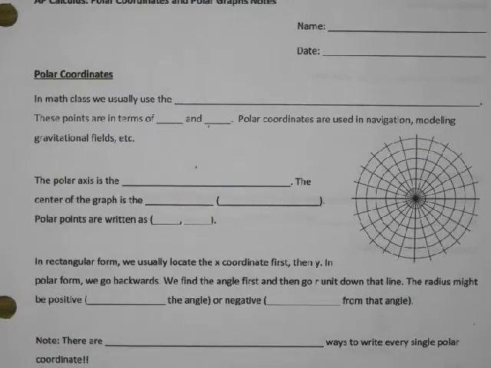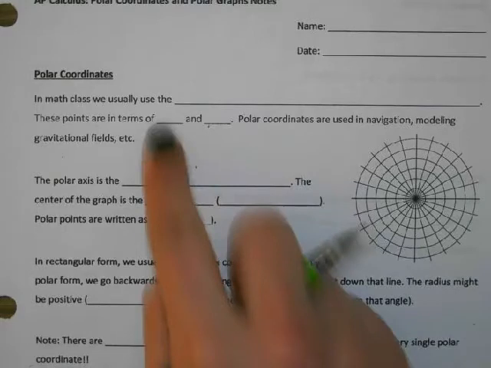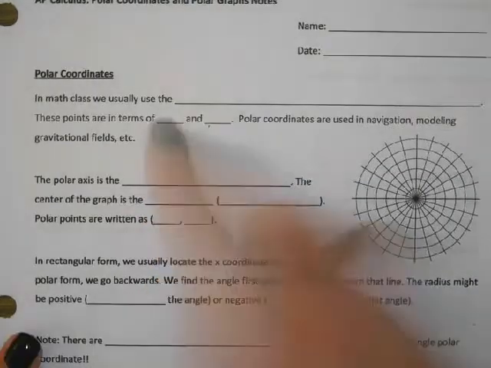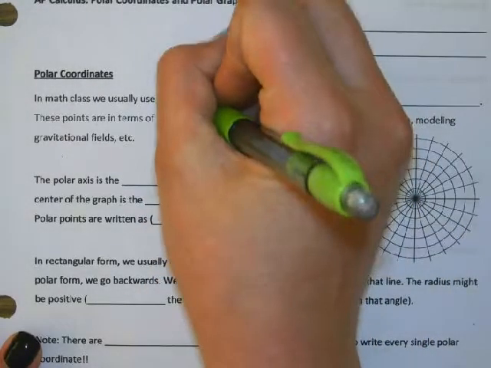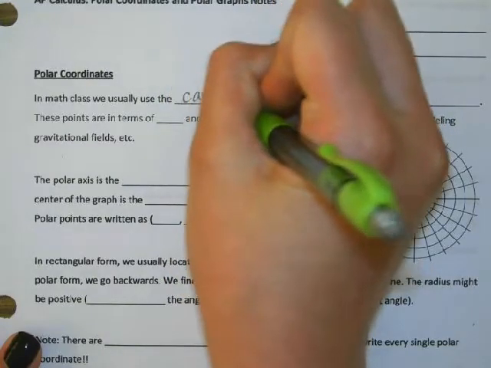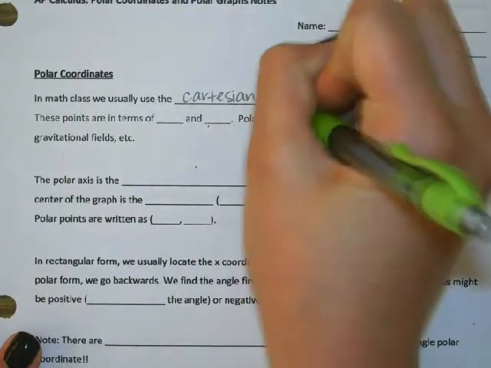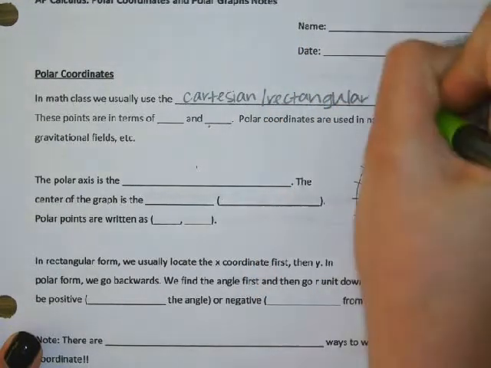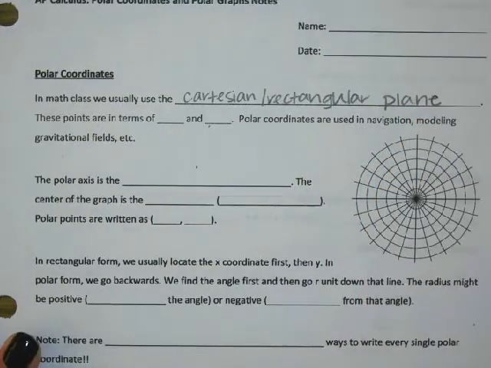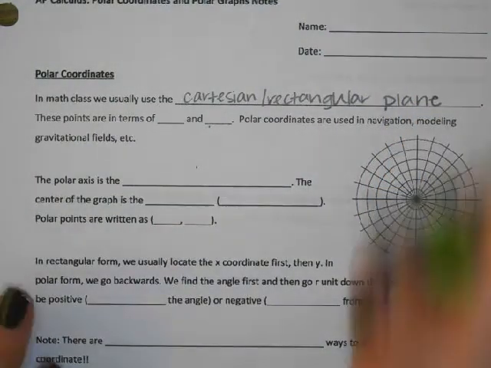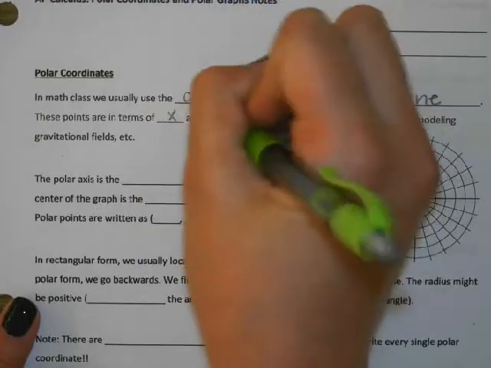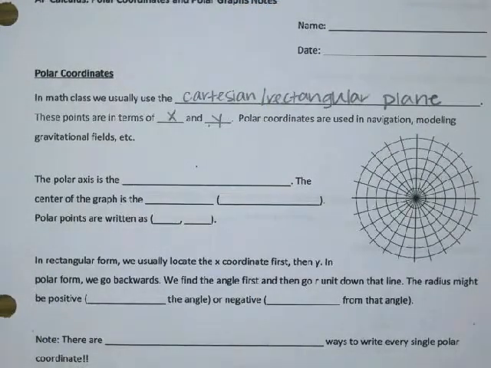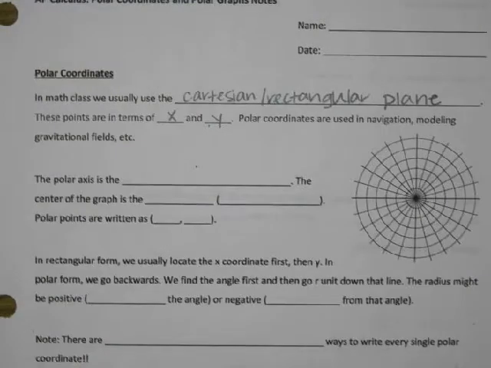All right. In math class, we usually use the Cartesian, slash rectangular, plane. Has anyone heard that word before? These points are in terms of x and y. Aha, it has a name. Cartesian, rectangular. Those are the things that we call it. Two different words for the same thing.